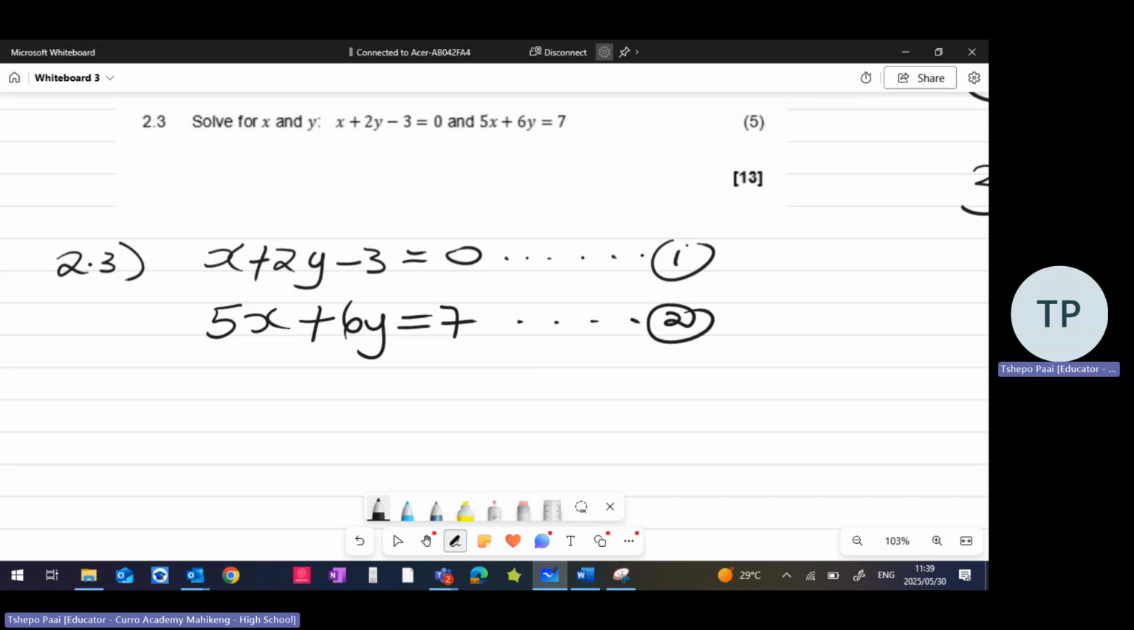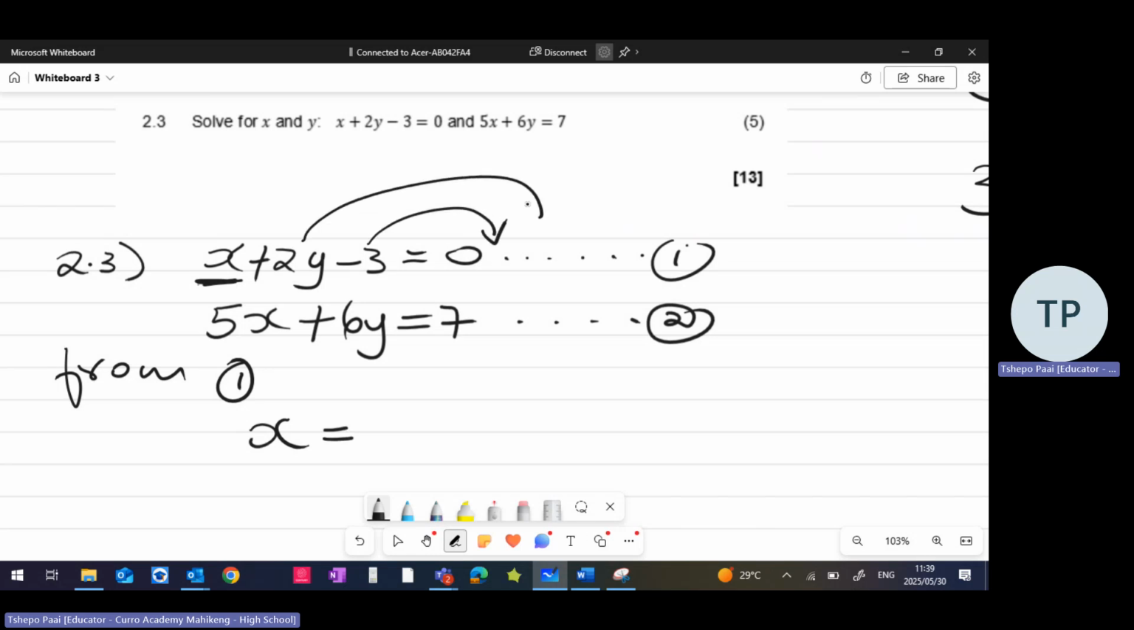Remember, what we need to do here, we must make x or y the subject of the formula. Now you must tell me, which variable will it be easy to make the subject of the formula? Check equation 1. In equation 1, it will be x, it does not have a coefficient, it's easy. But if I try to make y, that too will be a problem. So now let me communicate with the examiner. From equation 1, my x will be equals to, meaning I will transpose this 2y and minus 3. So then it will be 3 minus 2y.